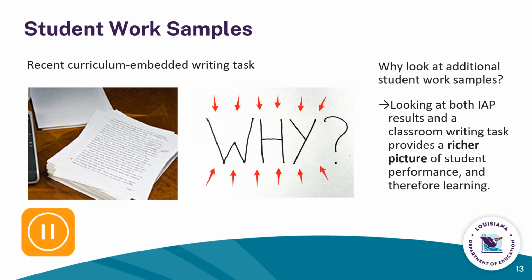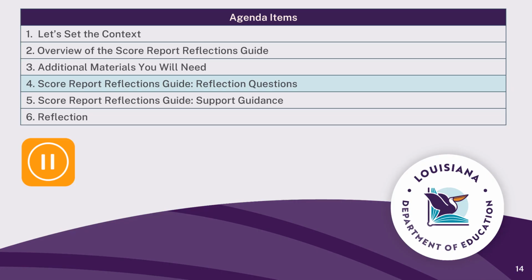So pause now and take a look both at your IAP assessment data and your own classroom assessment data and see what patterns you can identify. Next, we'll turn to the reflection questions section of the Score Report Reflections Guide. Pause the video here if you need to gather student work or class score reports before we begin.